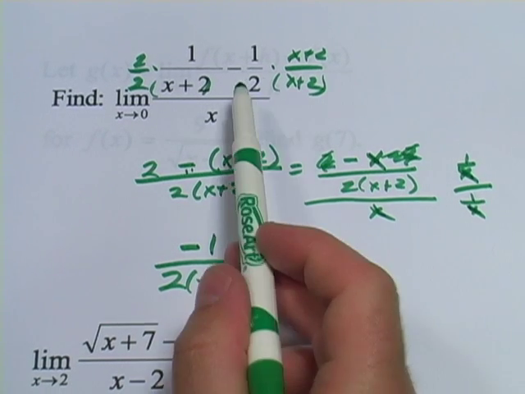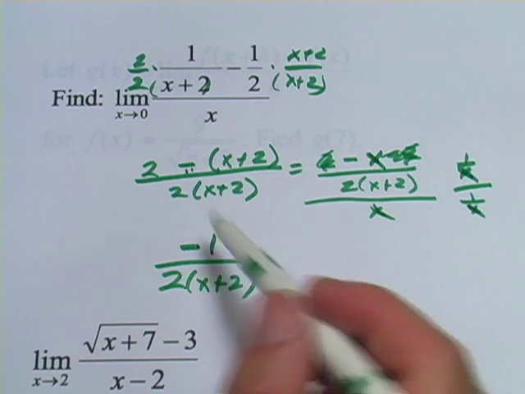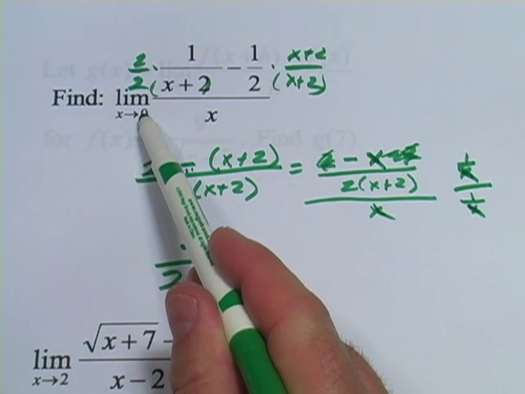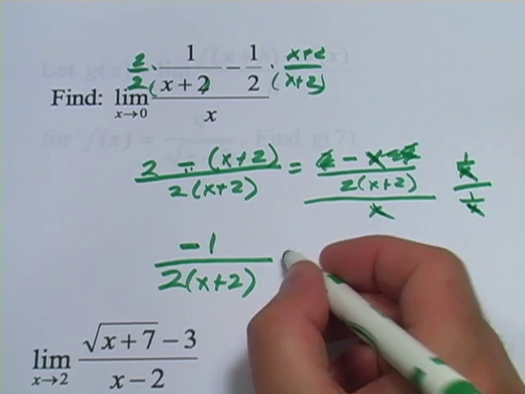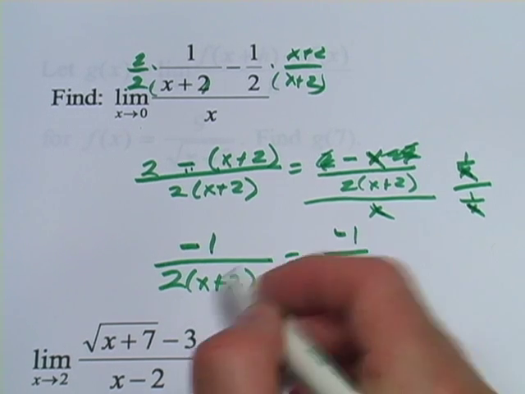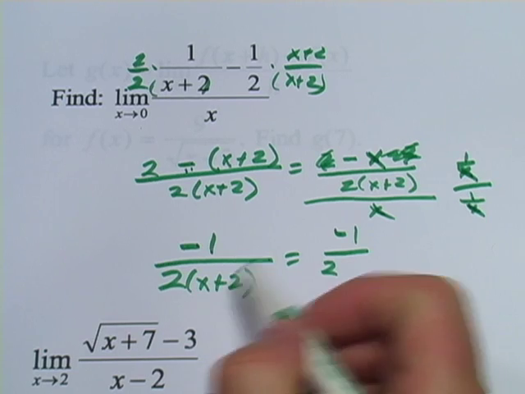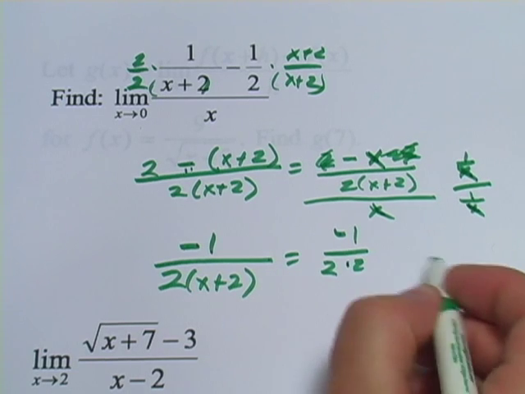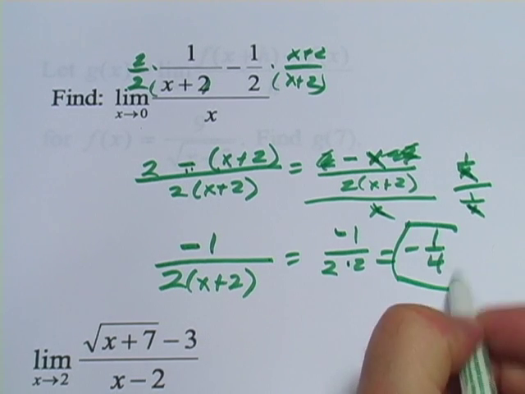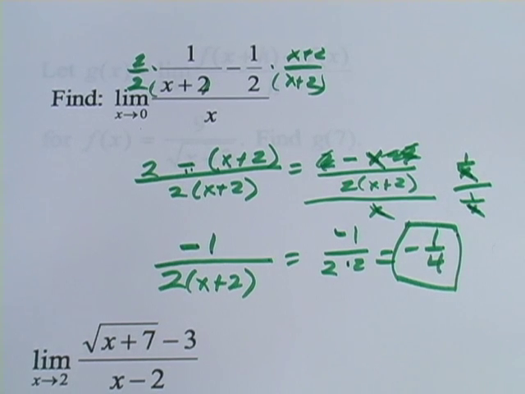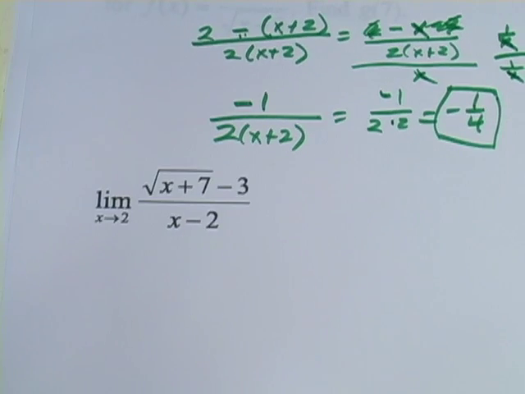That's a lot simpler looking than what we started with, and it has the advantage of me being able to plug in 0 for x without blowing things up. So if I go ahead and do that, I get negative 1 over 2 times, well, 0 plus 2 is 2, so 2 times 2, so that's negative 1/4. All right, so that wasn't too bad. Let's take a look at this next one.